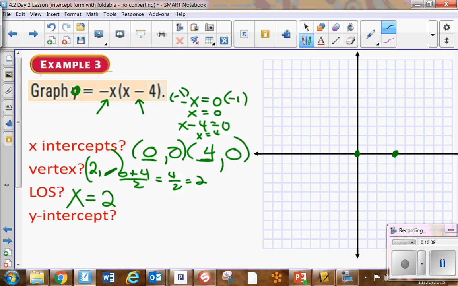Okay, what change? Okay, like this. So there's my line of symmetry.